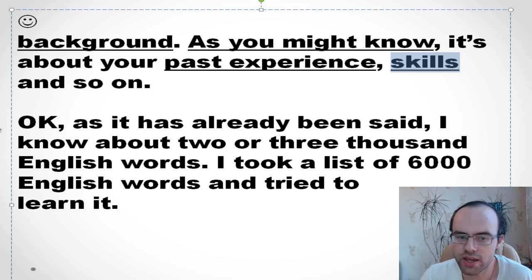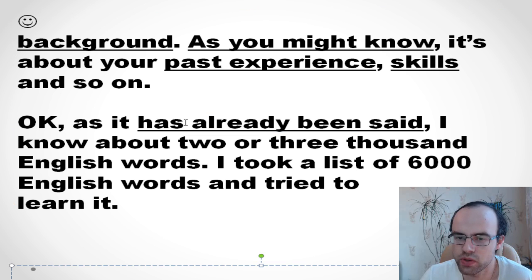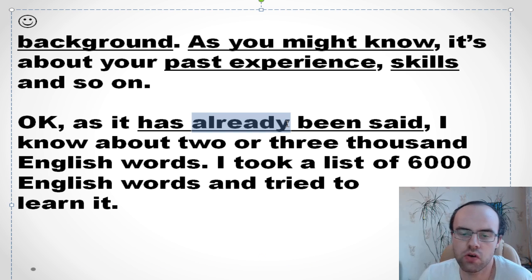Okay, as it has already been said, it's a very nice structure. It means that I have already said it, but it's in passive voice, present perfect passive voice. It has already been said. So we use present perfect because of "already". As it has already been said, it means that, as I have already said it, I know about 2,000 or 3,000 English words, okay?